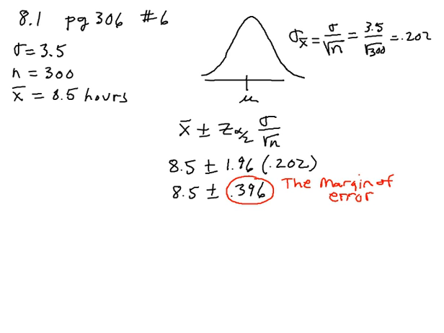I'm going to go ahead and calculate the interval just by adding and subtracting the 0.396 to the 8.5. On the lower end, I get 8.104, and on the upper end, I get 8.896.